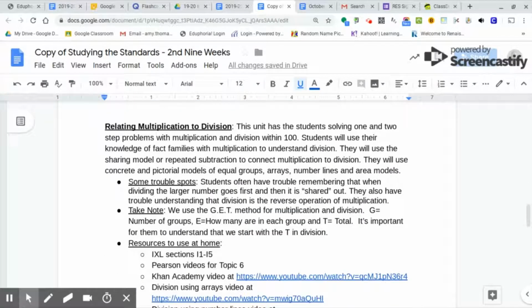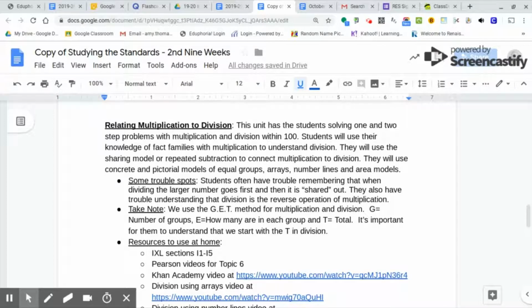Then we'll be moving to relating multiplication to division. It has students solving 1 and 2 step problems with multiplication and division with 100. Students will use their knowledge of fact families with multiplication to understand division. They will use the sharing model or repeated subtraction to connect multiplication to division. They will use concrete and pictorial models of equal groups, arrays, number lines, and area models.